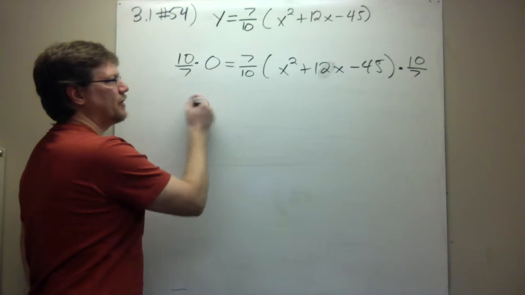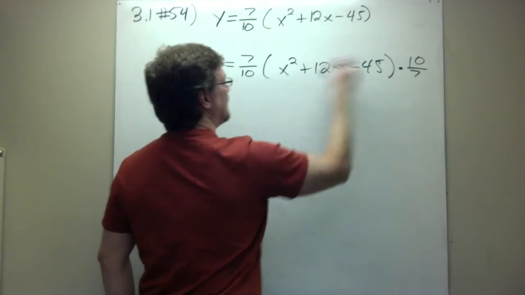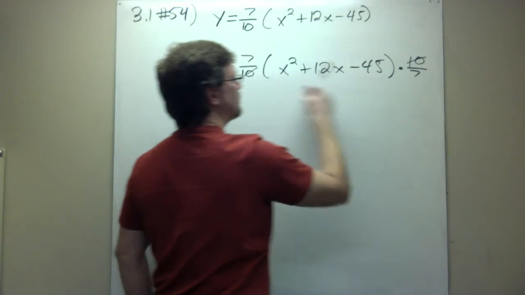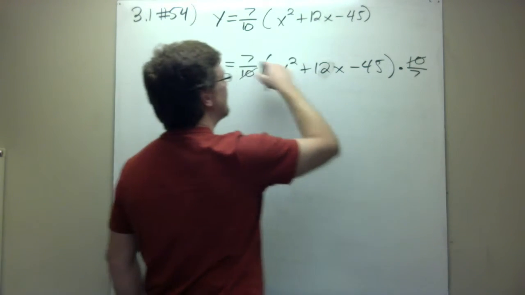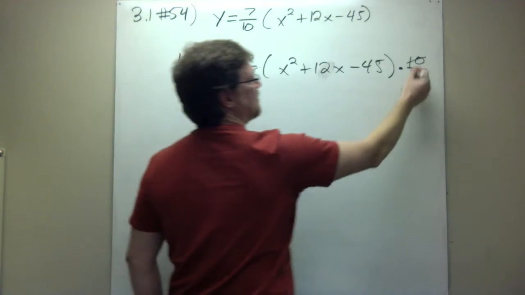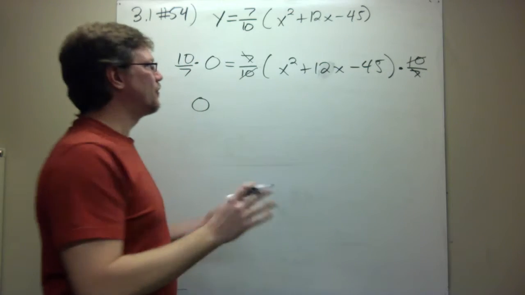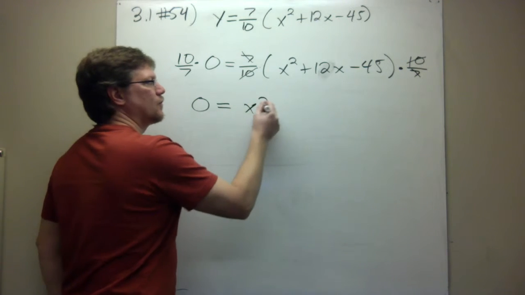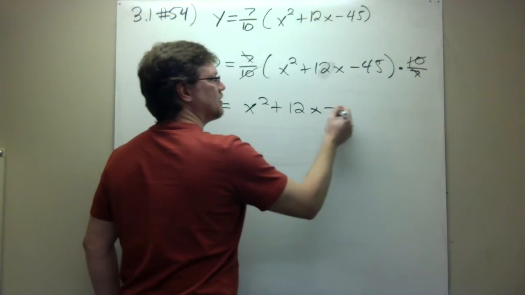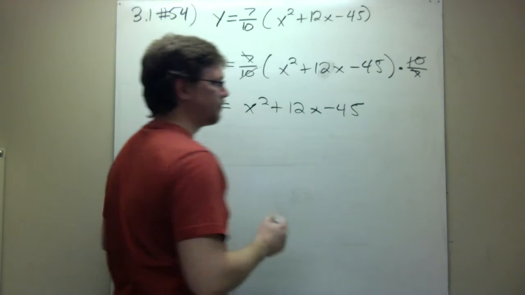10/7 times 0 is 0. 10 over 10 cancels. These are all multiplications. This is times this thing, which is times that. 7 on the top, 7 on the bottom. We're all multiplied, so that's perfectly fine. So we're going to get 0 is x squared plus 12x minus 45.